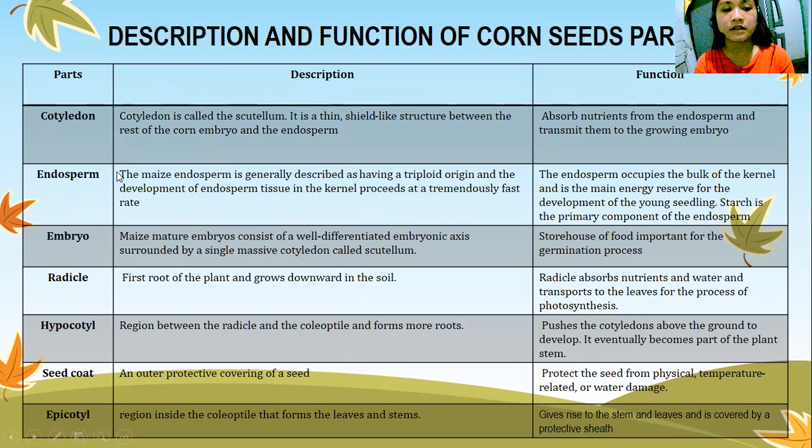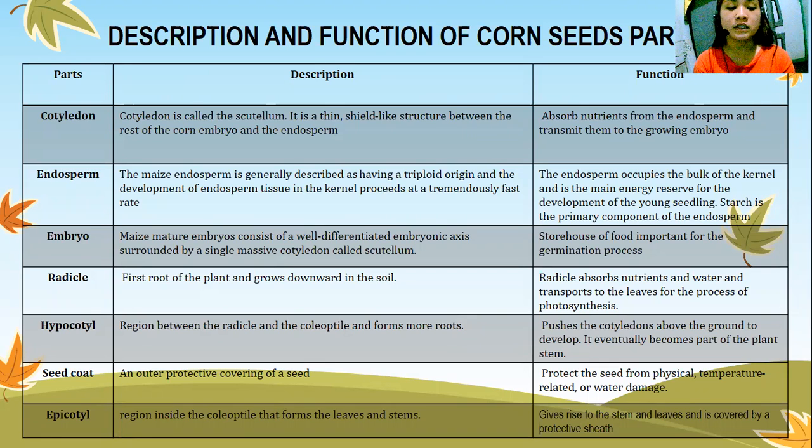The second one is the endosperm. The description: the maize endosperm is generally described as having a triploid origin, and the development of endosperm tissue in the kernel proceeds at a tremendously fast rate. Function: the endosperm occupies the bulk of the kernel and is the main energy reserve for the development of the young seedling. Starch is the primary component of the endosperm.